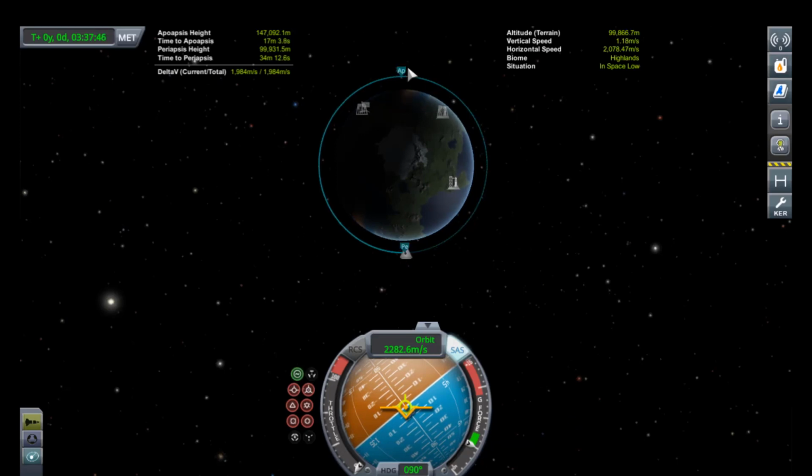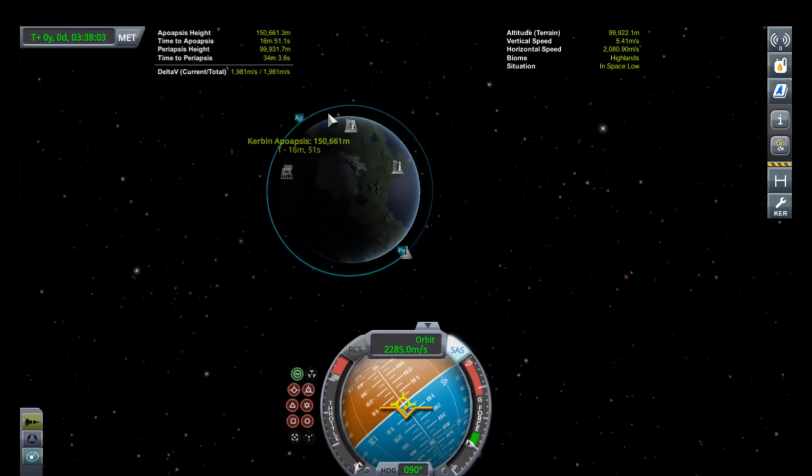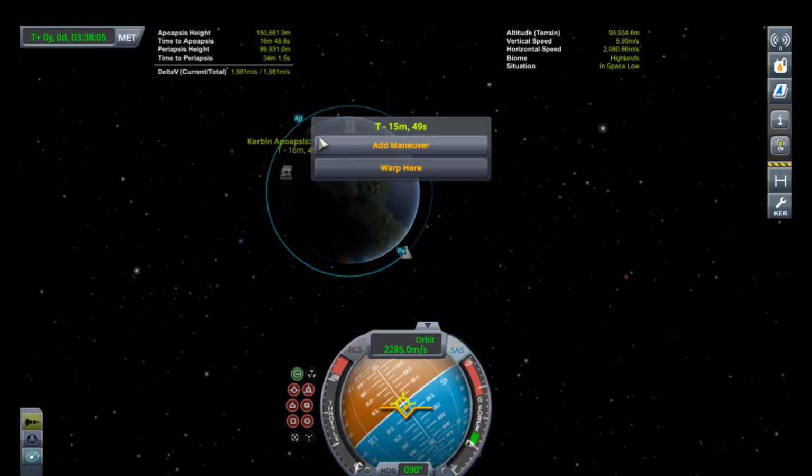Okay, well, I stopped a little short there, so I'm going to put in a little more thrust to raise that apoapsis just a little bit more. So another second or so. Okay, so it looks like I got about a 150 kilometer apoapsis.